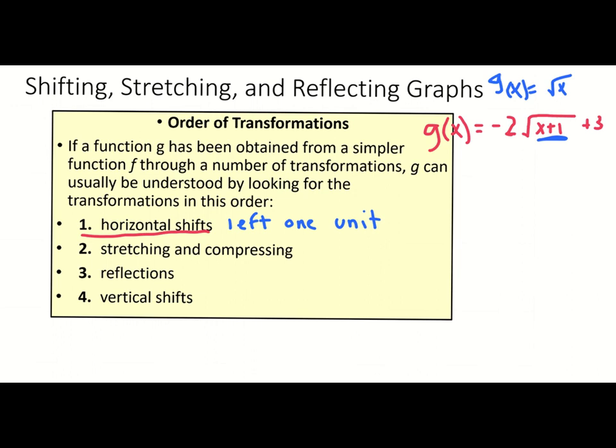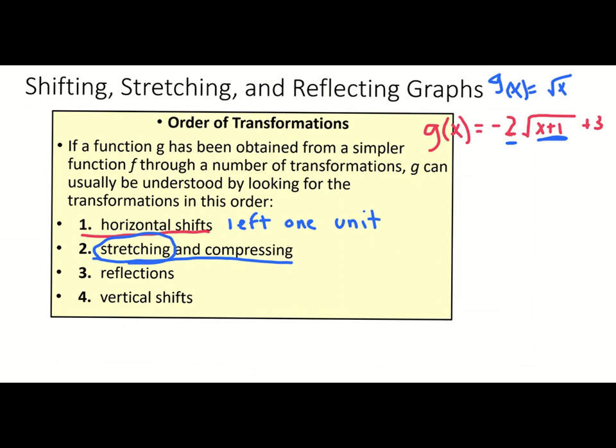All right, stretching and compressing. When we're looking for that, we're looking for an A value. So you're looking for a number that's multiplied times that function. We have here a 2. The sign of the number doesn't matter. Only that 2 matters. Because it is greater than 1, that means that we are stretching the graph vertically. So we are not compressing, but we are stretching our graph. So it's going to get narrower.